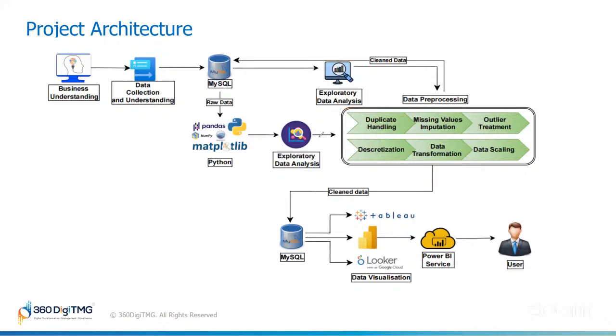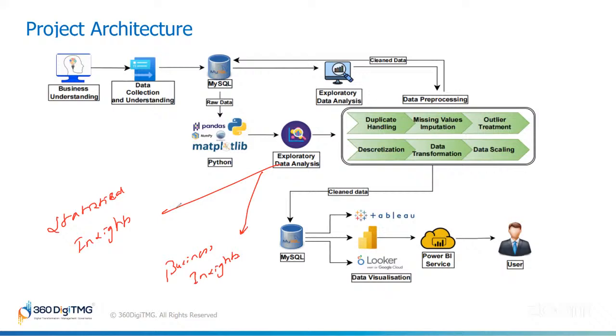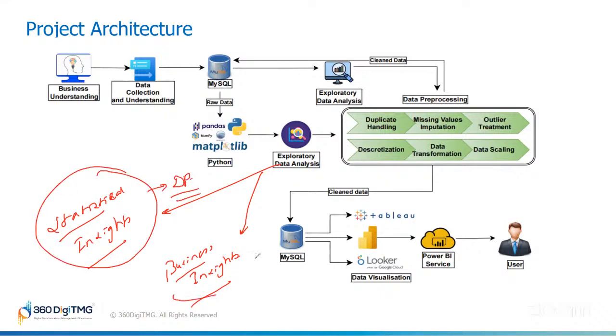In EDA, exploratory data analysis, we come up with two documents. One is statistical insights and one is business insights. Now, from statistical insights, we get to know what data pre-processing we have to go for. From business insights, we get to know what business decision we should go for.